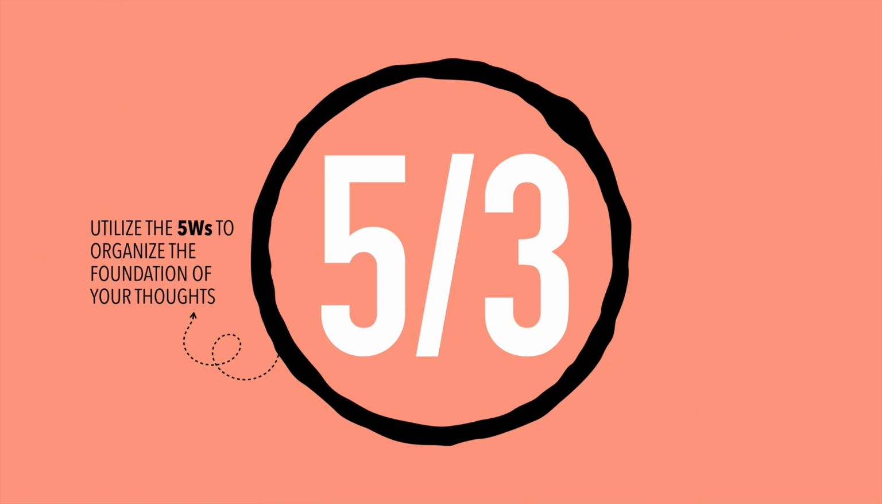Now, the 5 W's need to be utilized so that we can organize the foundation of our thoughts. And the number 3 is expounding upon your thoughts using 3 details. Now, very quickly, guys, the word expound just means to expand or give more details, okay? So we have 5/3. That's the formula we're looking at, okay?